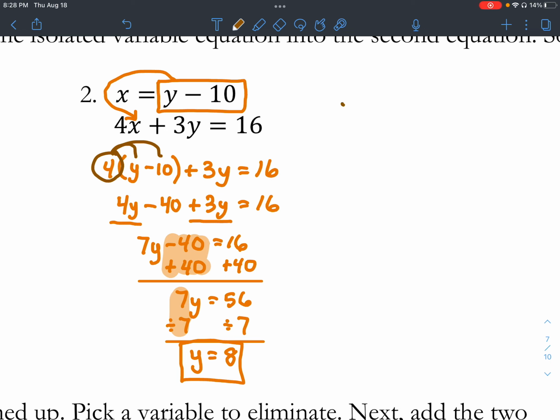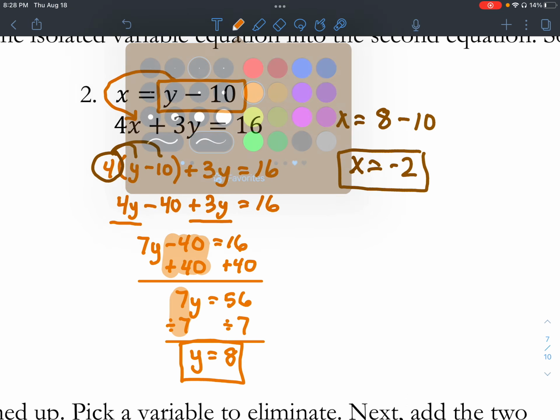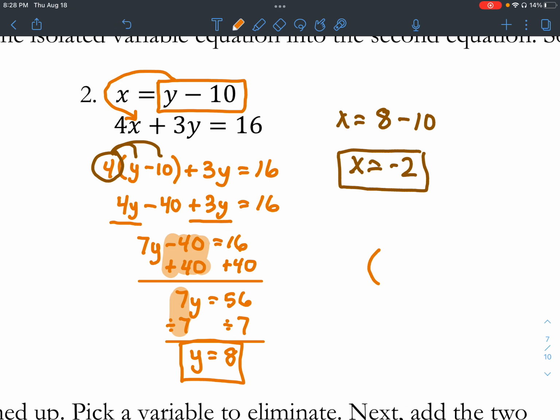So I have an answer of x equals my y value, which is 8, minus 10. This one was actually relatively nice. My x value is negative 2. Box it. Not the final answer, but close to it. Your final answer is written as a coordinate point, negative 2, comma 8.